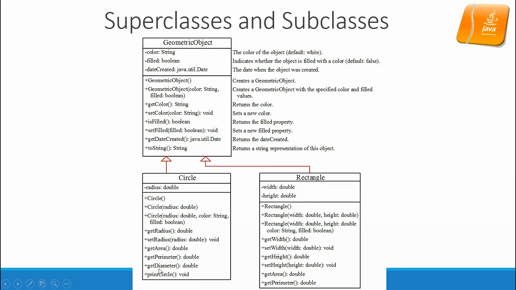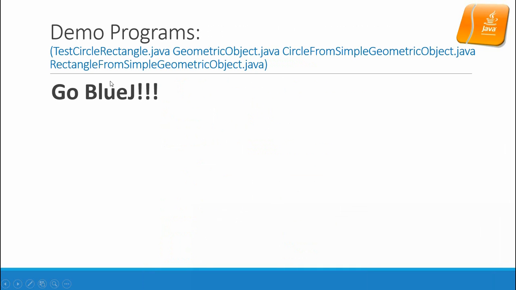Right here, we have different accessors and mutators for circle. For rectangle, we have the constructor over here, the accessors and mutators over here. So when we declare a subclass, we have a constructor that doesn't call any constructor from the superclass. A default superclass constructor would be called in the constructor of the circle. It is done implicitly. So let's go to BlueJ to take a look at the program.